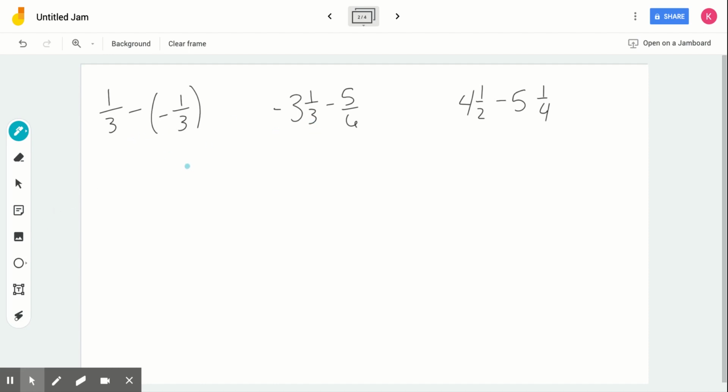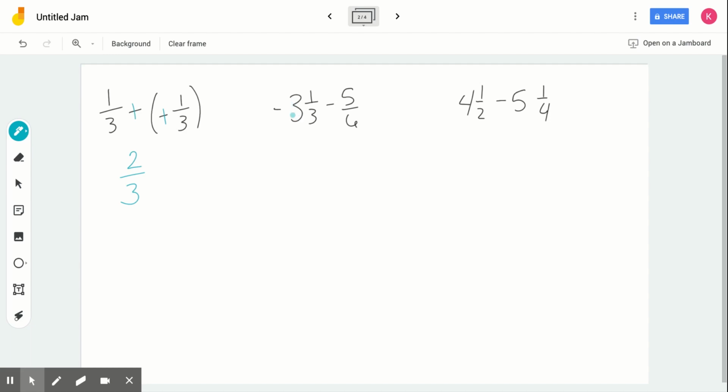Now that you've had a chance to give these a try, we are going to take a look at them together. So again, keep, change, change. Now that we've done that, we can use the rules for addition. These already have common denominators and they have the same sign. So we must add them and keep the sign. So 1/3 plus 1/3 is 2/3.